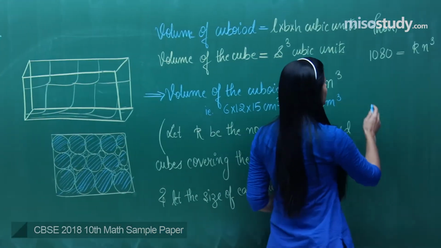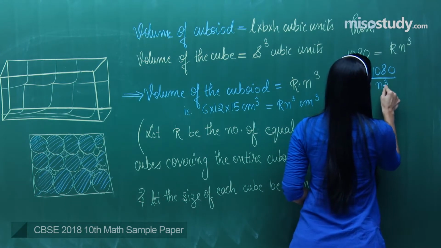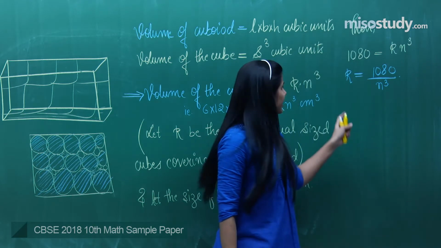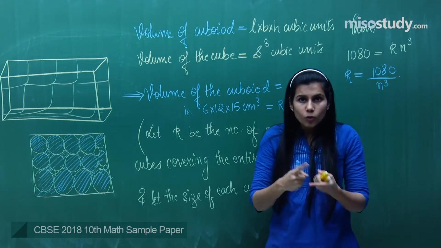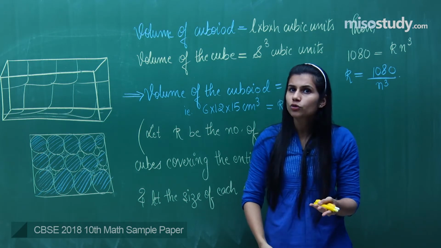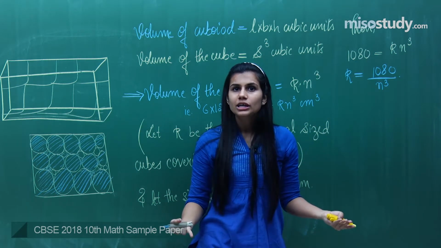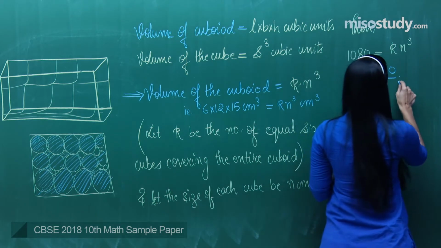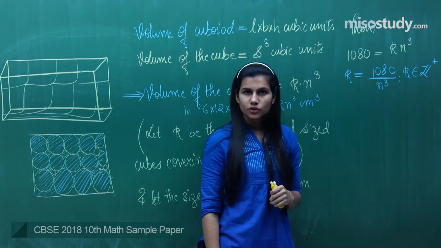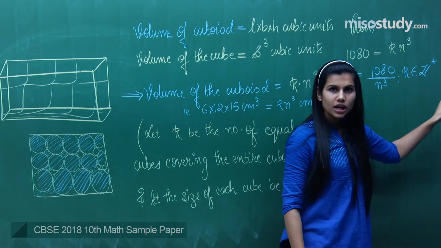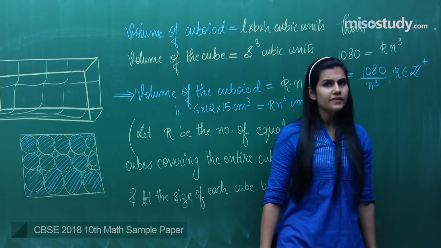So what is it that I want? I want k, where k is 1080 upon n cube. Now this k is what? K is the number of cubes. The number of cubes will be 1 cube, 2 cubes, 3 cubes, 4 cubes, 5 cubes, 6 cubes. That means this k should come out to be a positive integer, right? This is how we write positive integers. So k is equal to 1080 upon n cube, such that k is a positive integer.